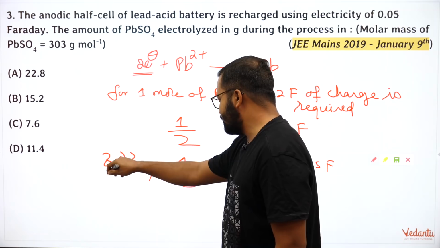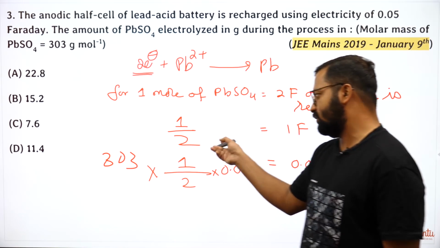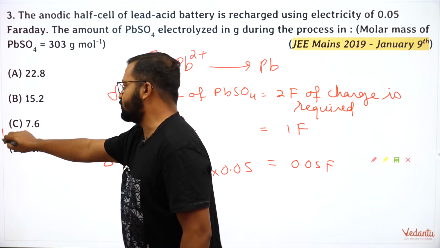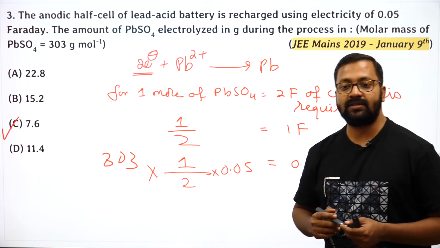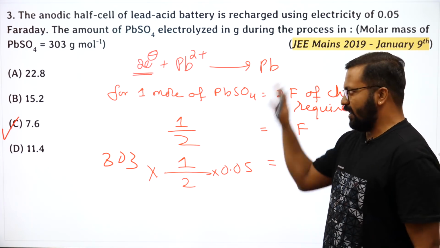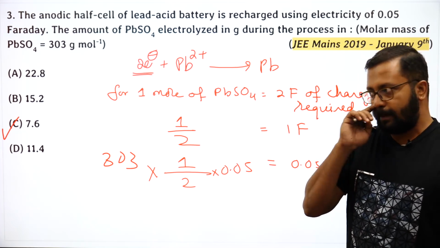Like if I divide, this will be 15, 1.5 and 15, 5, 75. The answer should be something like 7.6. The answer will be 7.6. The answer will be 7.6 grams. Straightforward question, very simple way to solve the question. Let's move on to the next one.